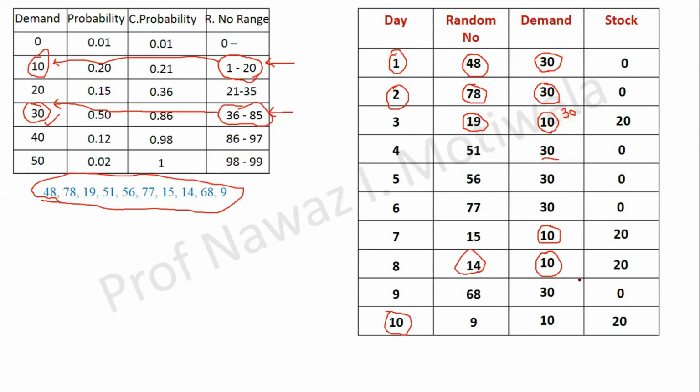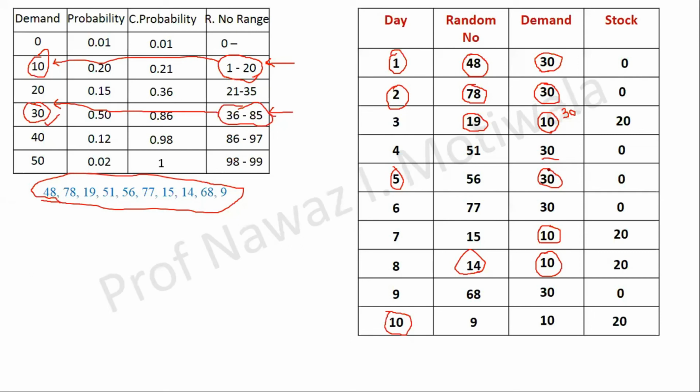Now the last step is only writing the answer. So what was the question asked? The first question was to simulate the demand for the next 10 days. So this table which we have just made is the simulation table which is simulating the demand for the next 10 days. For example, let us say on the 5th day the demand will be 30. So this is the simulation, which we have already completed.